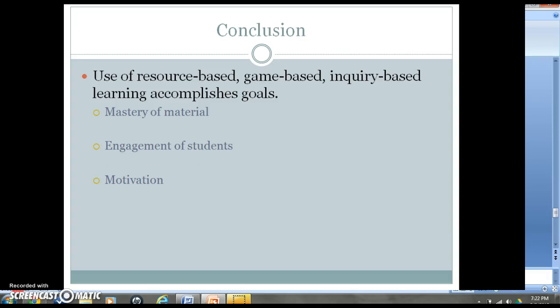It is always my goal for the students to master material, engage the students, and motivate the students. By using resource-based, game-based, and inquiry-based learning, I will accomplish these goals. The students will complete activities, be proud of their achievements, and be proud of the things that they discover.